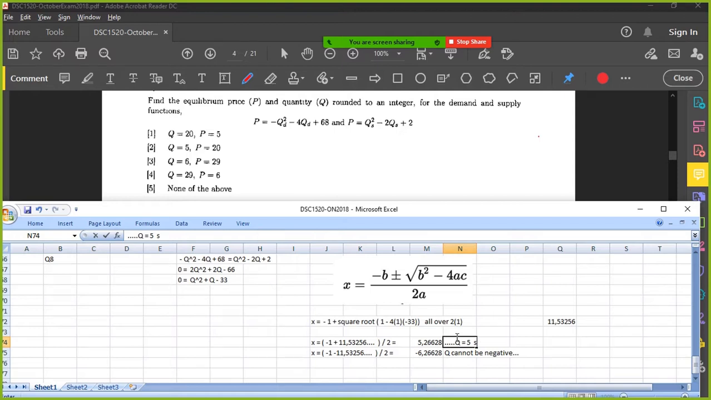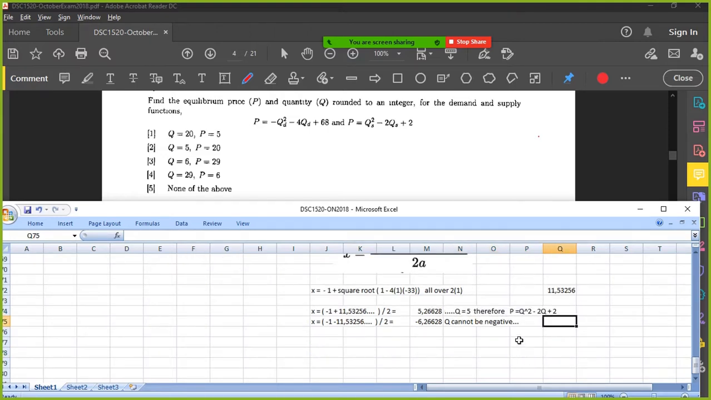So if q is 5, therefore p equals, and with p you can choose whichever one. I'm just going to use the one that's positive, this one. So I'm going to plug 5 into that formula. 5 squared is 25, minus 2 times 5 is 10, so minus 10, plus 2 gives you 17. So I had 5 and 17.